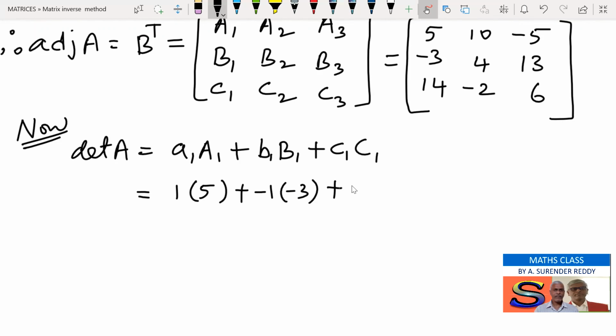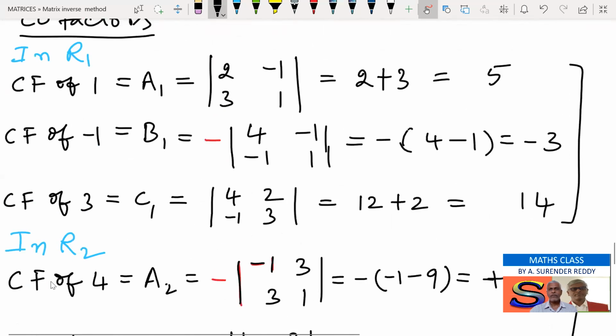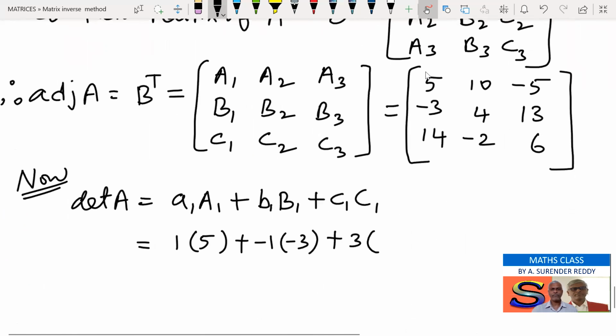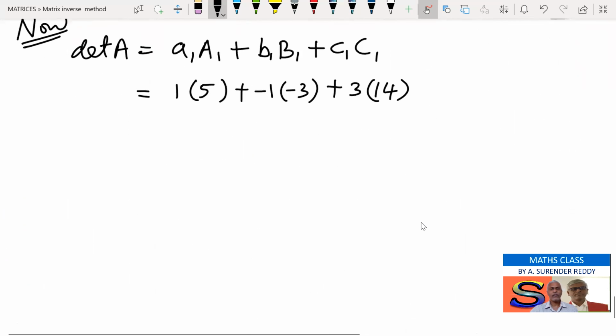And the third element is 3 and its cofactor is 14. 3 into cofactor 14. You see, the cofactor of 1 is 5. 1 into 5, minus 1 into minus 3, 3 into 14. The first row elements and their cofactors.